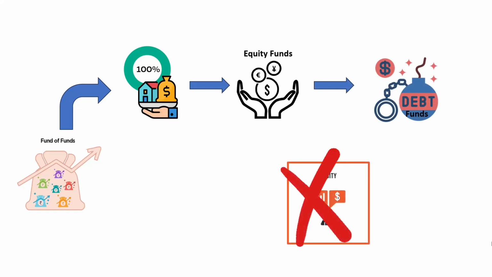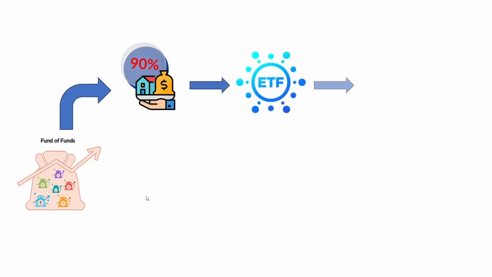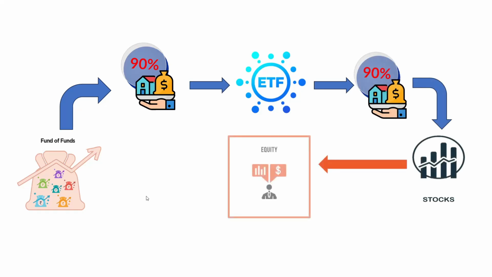In other words, even if a FOF invests 100% of its net assets in equity funds, the FOF itself is not regarded as an equity-oriented fund and will still be treated as a debt fund, and consequently, the tax benefits currently available to an equity fund are not available to an FOF. The only exception to this rule is if a FOF invests at least 90% of its money in exchange-traded funds, which then invest at least 90% of their assets in shares of Indian companies traded on stock exchanges. It is then classified as an equity fund.